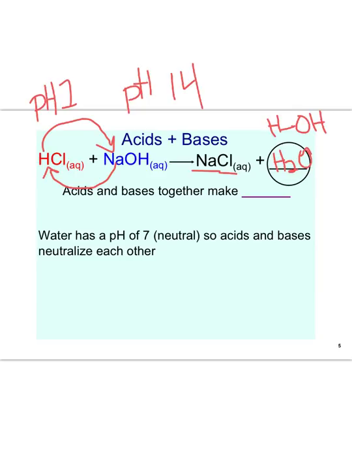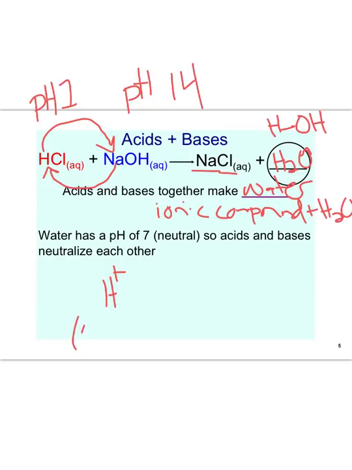So acids and bases together, what do they make? Well, they make water, or more specifically, they typically make an ionic compound plus water. Water has a pH of 7, and why does it have a pH of 7? Because water consists of that H+, which indicates acids, bonded to an OH, which is the indicator for a base. And what do you get when you combine those two together? You get water, which has a pH of 7 because it's made up of what indicates acids and what indicates bases.